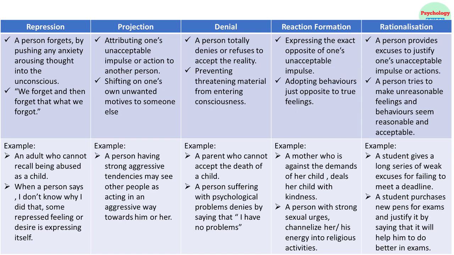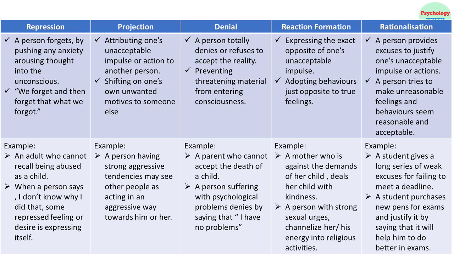Now moving on to projection. Projection is a way of coping with one's unwanted motives by shifting them onto someone else. People attribute their own traits to others or blame others. An example can be a person having strong aggressive tendencies who may see other people as acting in an excessively aggressive way towards her or him.